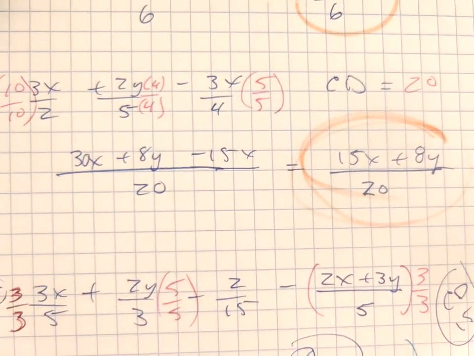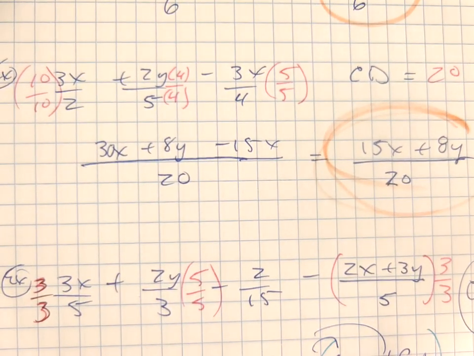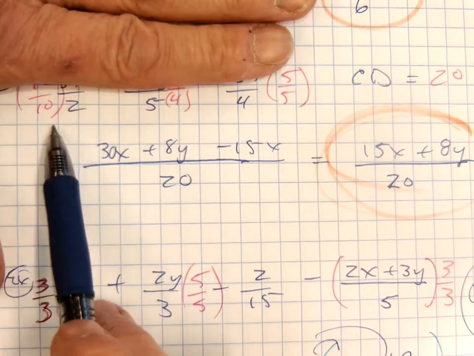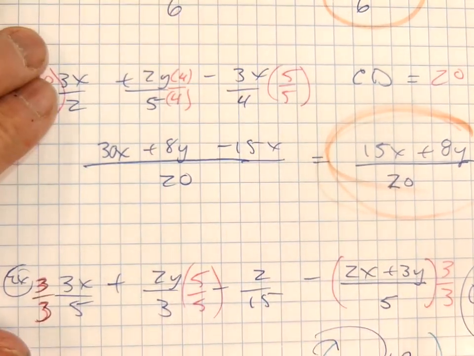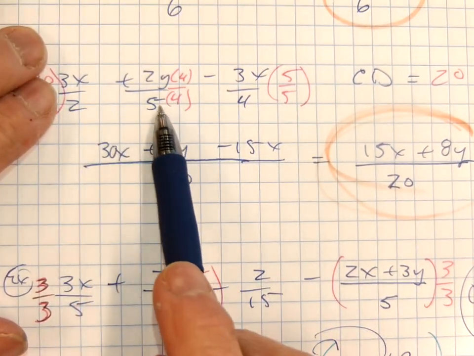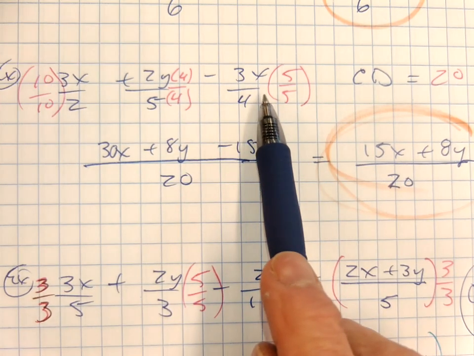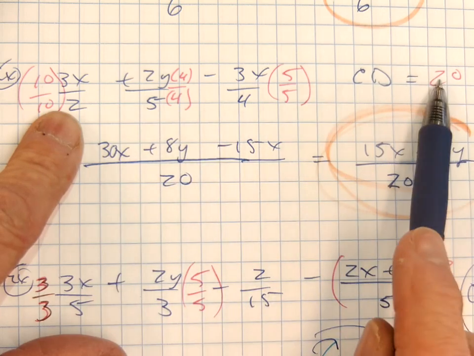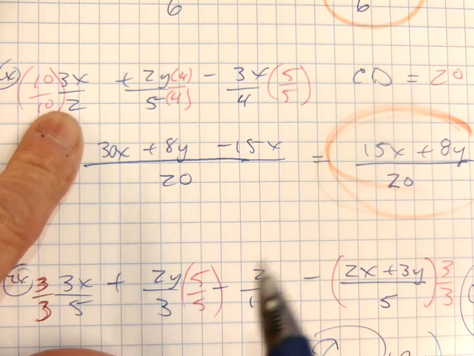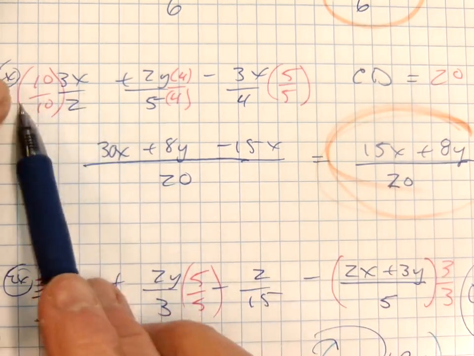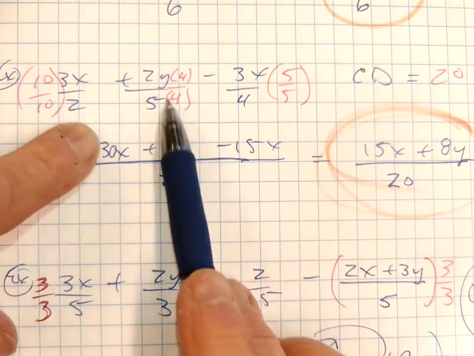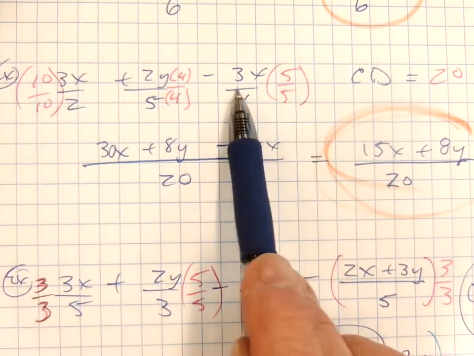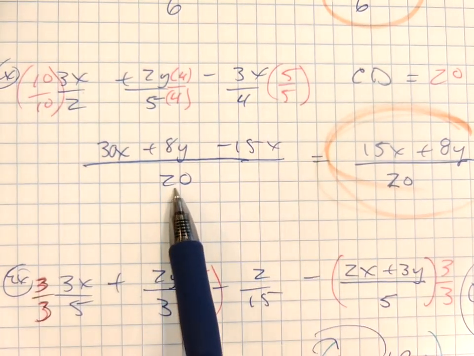The next example is a little bit more difficult because I have a 2 and a 5 and a 4. Here's my original problem. I have 3x over 2, plus 2y over 5, minus 3x over 4. The common denominator has to be 20 because all of these numbers divide into 20. So I have to make them into 20. 10 over 10 makes a 20. 4 over 4 makes a 20. 5 over 5 makes a 20. So they all have a common denominator of 20.